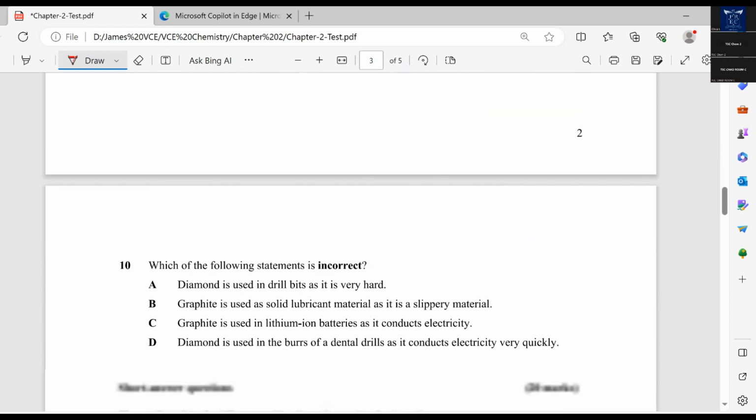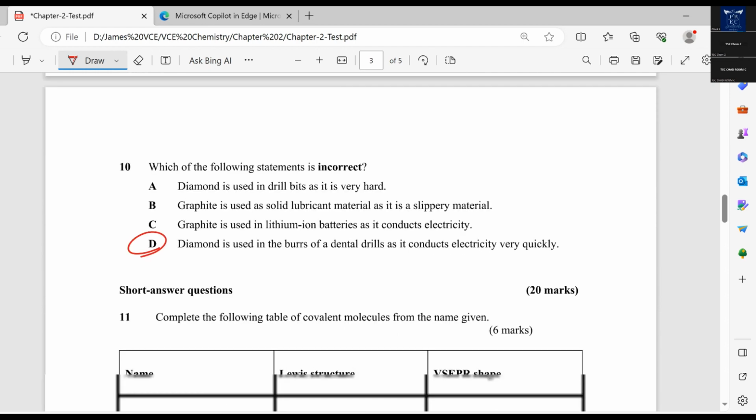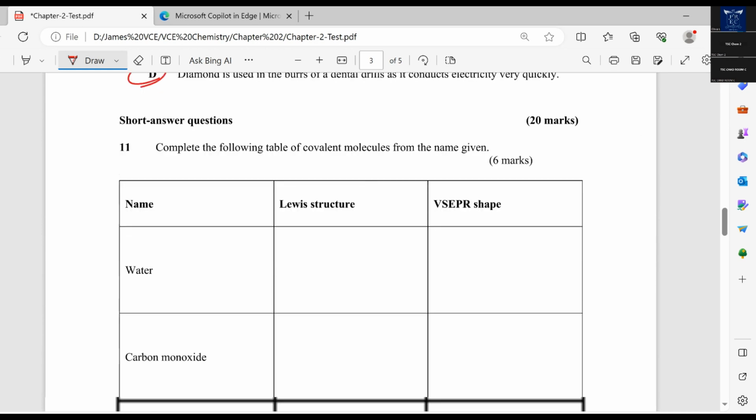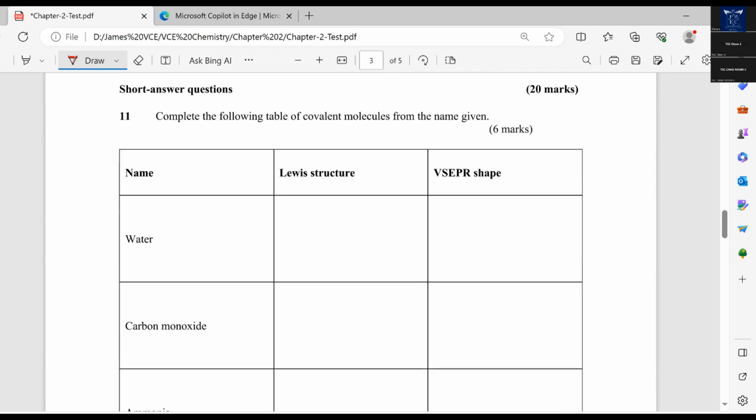Question 10. Most of you got it correct. So diamond is used in dental drills, and so on. Okay, Lewis structure. Normally what is inside a Lewis structure? A Lewis structure must contain the bonds as well as the lone pairs, right? So in this case, for oxygen, you need to put in the correct number of lone pairs. If you don't have the correct number of lone pairs, then you will not get the mark. Each of them is one mark.